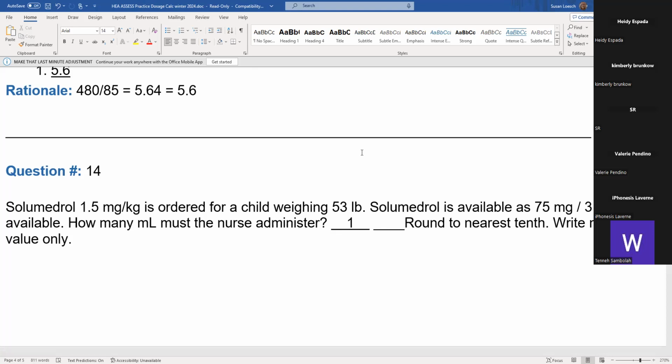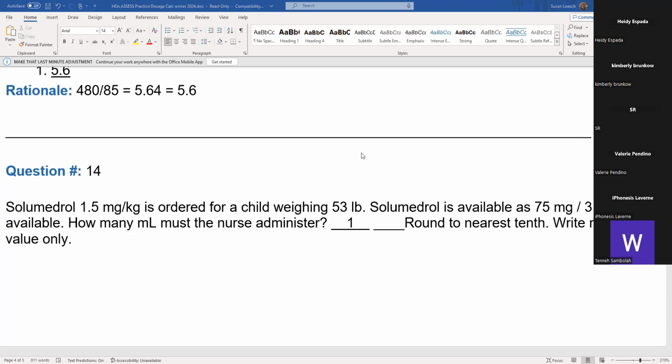Desired over have. It tells you what you have here, right? You have 75 milligrams per 3 ml. What it doesn't tell you is the desired dose, but it does tell you how to calculate it. You have to take the child's weight, convert it into kilograms, because they're ordered per kilogram. So now you're going to take your 53 divided by your 2.2 and multiply it times what is ordered here, and then put it over what you have on hand.